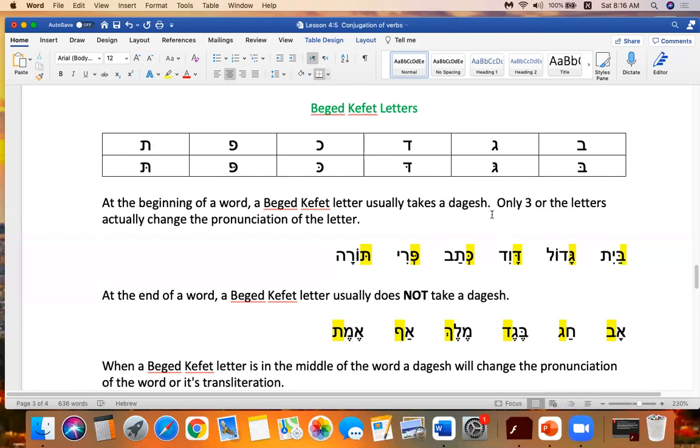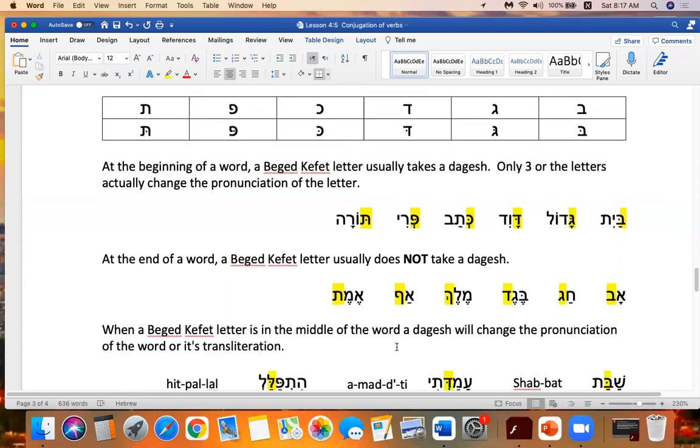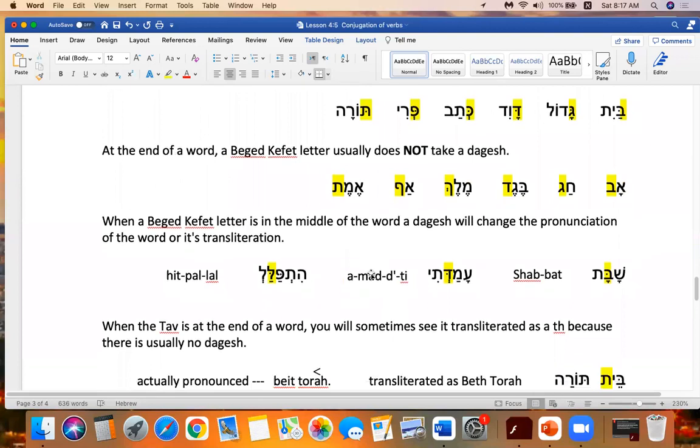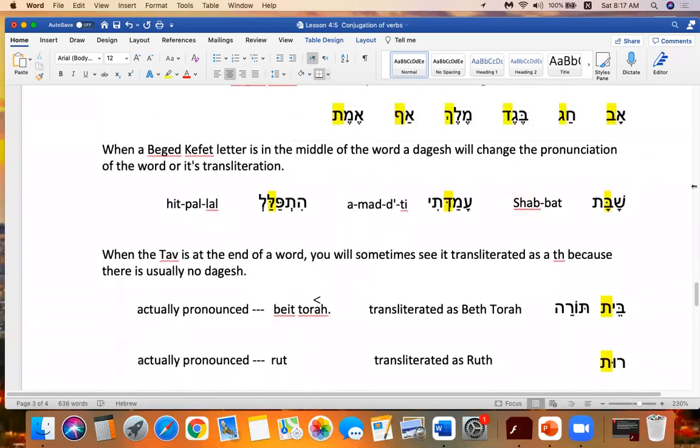Okay, so a Beged Kefet letter is almost always at the beginning of the word. So here's some examples of that. At the end of the word, the Beged Kefet usually does not take the dagesh. So the softer sound is usually at the end of the word. When a Beged Kefet is in the middle of the word, a dagesh will change the pronunciation of the word or its transliteration. And I think we have talked about this, but we'll talk about it a little more.